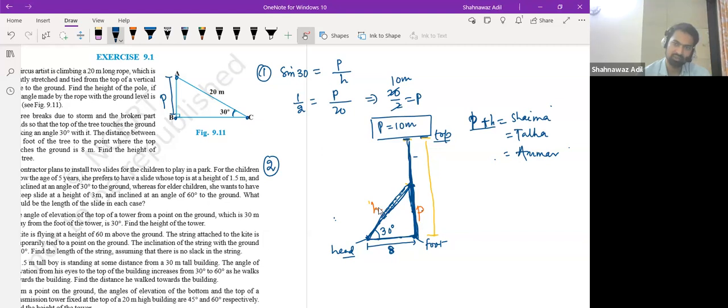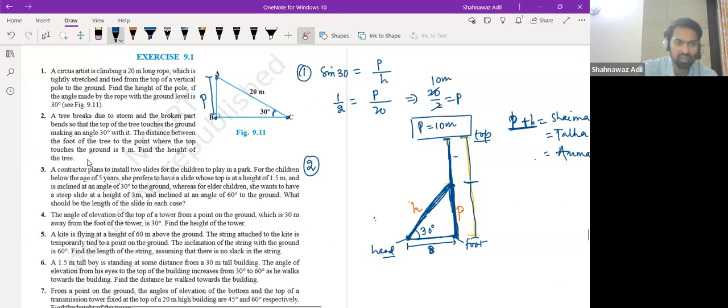Understood? Because this is the height, from here it broke, and this part has become the hypotenuse. So the total height would be this, as Shaima said. So the total height is P plus H. Yes. So the total height of the tree.